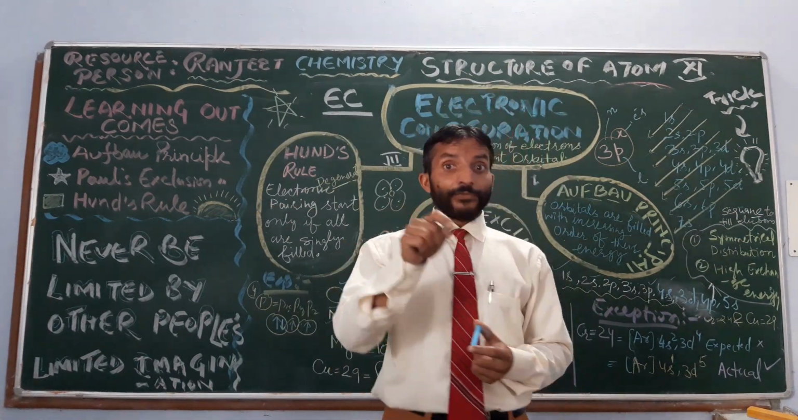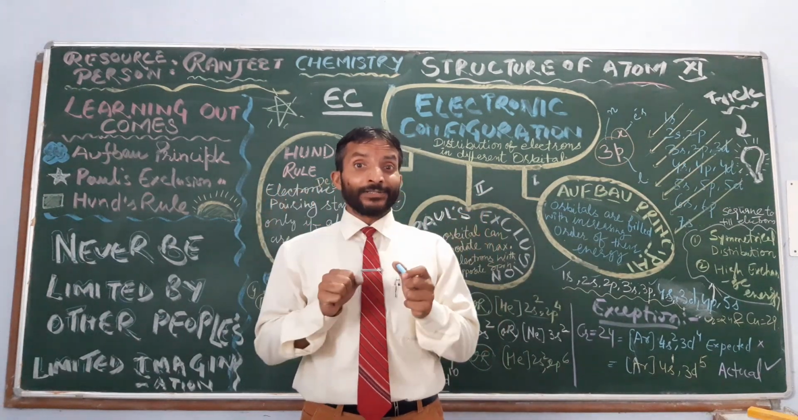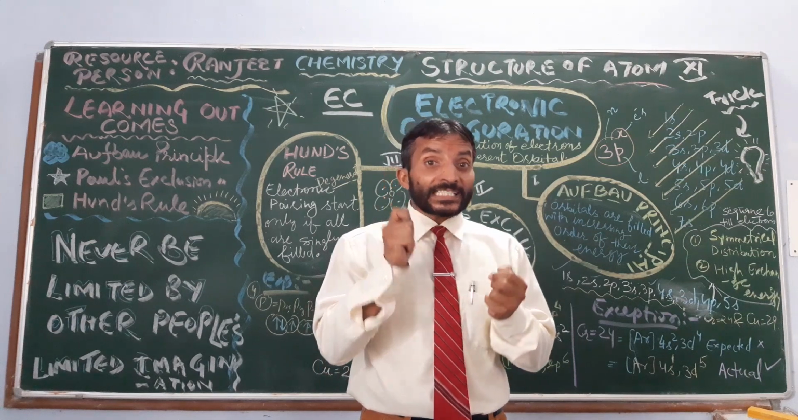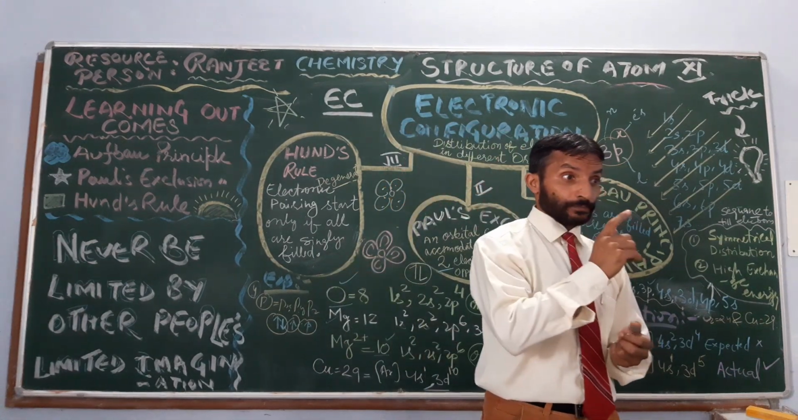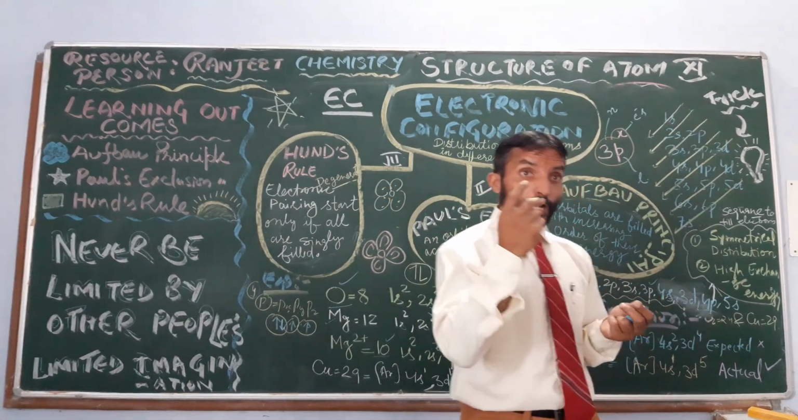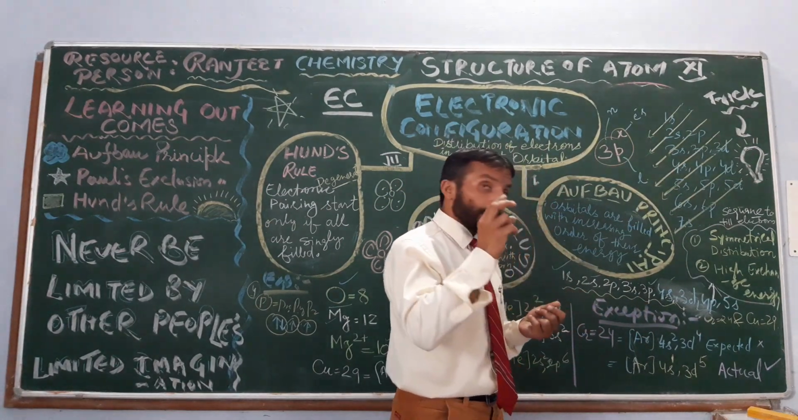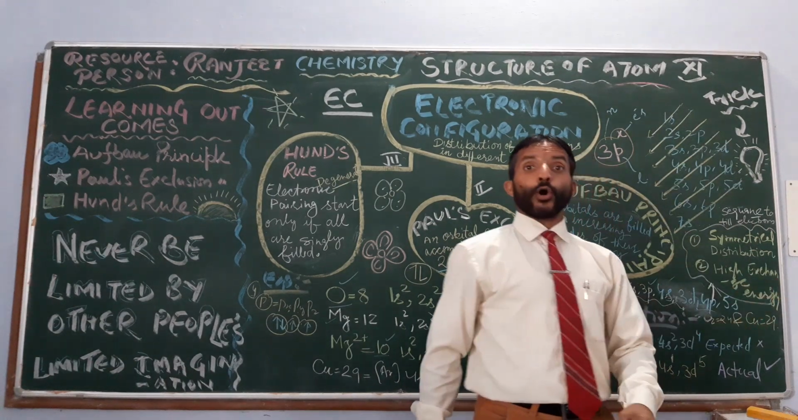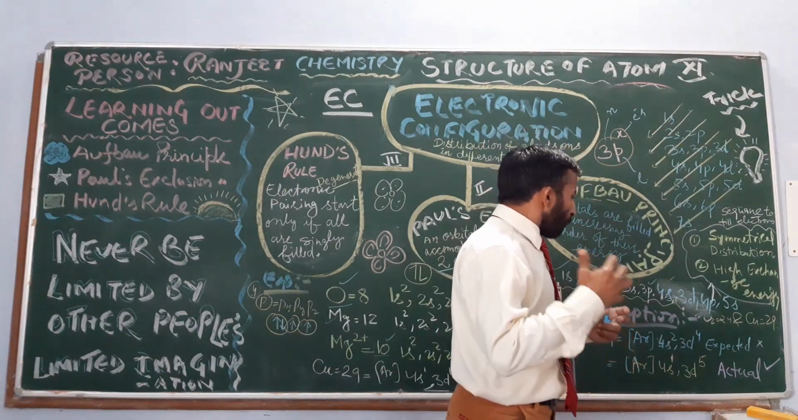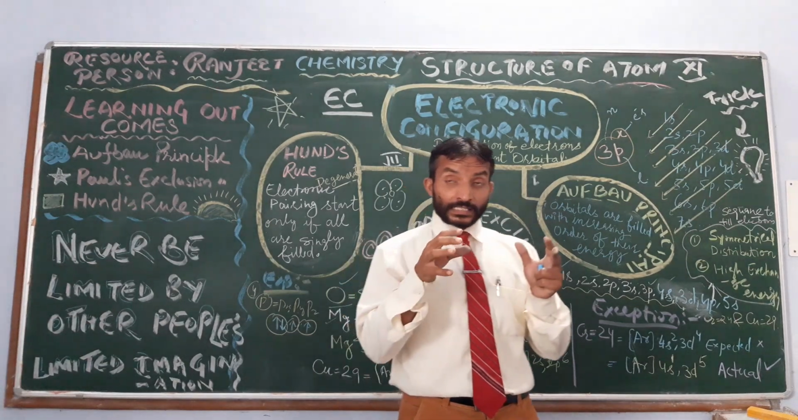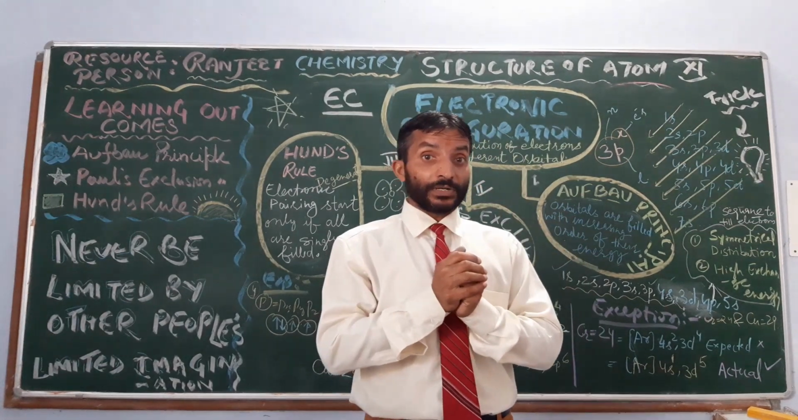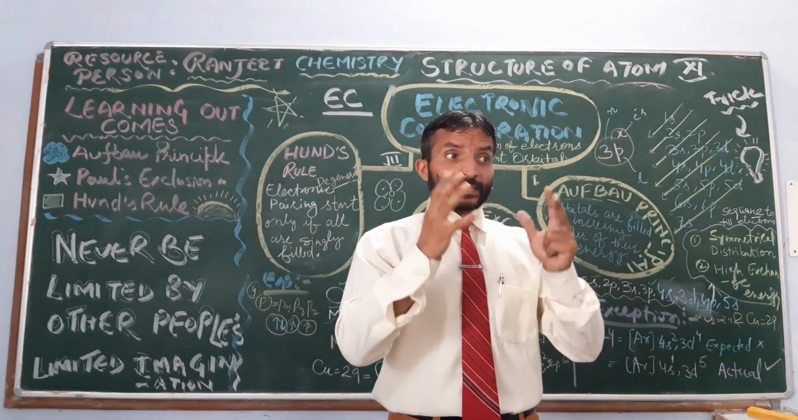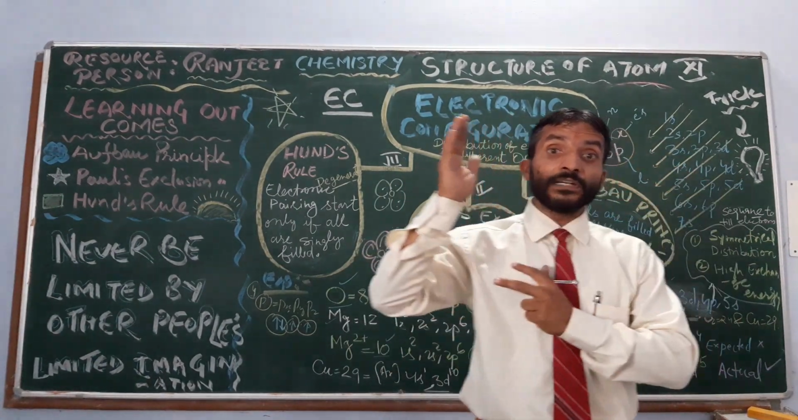But you know, everywhere exceptions are there. Here also a few elements show exceptional electronic configuration. What are these? Up to atomic number 30, we have two, known as chromium and copper. So what is the reason behind this exceptional electronic configuration? Always remember, whenever an exception is there, it is only for the sake of stability.